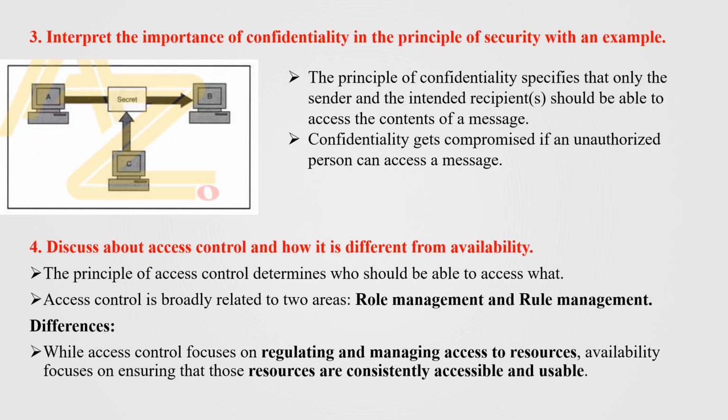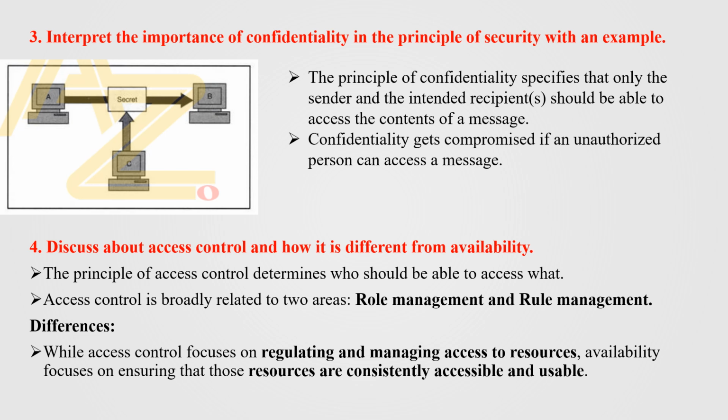Moving on to the third question, interpret the importance of confidentiality in the principles of security with an example. So why is confidentiality much needed in the principles of security? This is your diagram. A and B are transferring data, which is secret data being shared, and C is monitoring that secure data. The principle of confidentiality is that data is sent only from a sender to a receiver, and the contents cannot be accessed by anybody else. If the data or content is seen by somebody else, then you call that person an unauthorized person, and that is unauthorized access. That is why, if you want encrypted data, confidentiality has to be maintained.